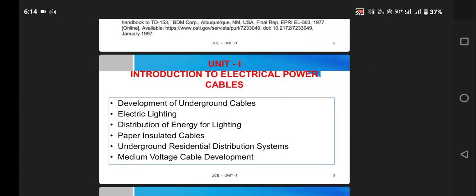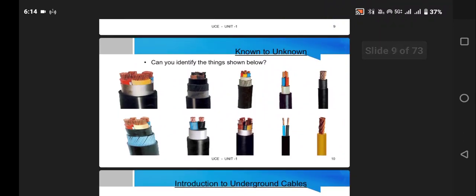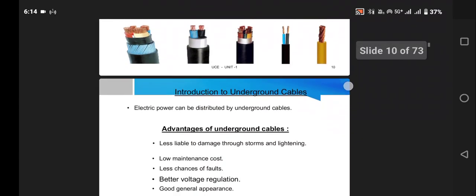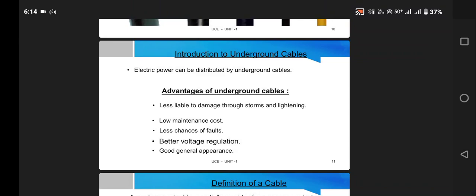The first unit is introduction to electrical power cables. It consists of several subtopics: development of cables, lighting, distribution of lighting, paper insulated cables, residential distribution system, and medium voltage cable types. These are the varieties of cables used in cable engineering. At the end of the course, the student has to identify the varieties of cables. The first topic is introduction to underground cables.